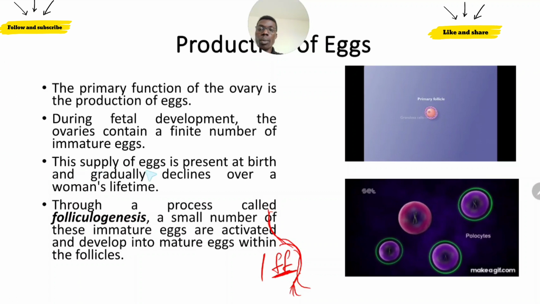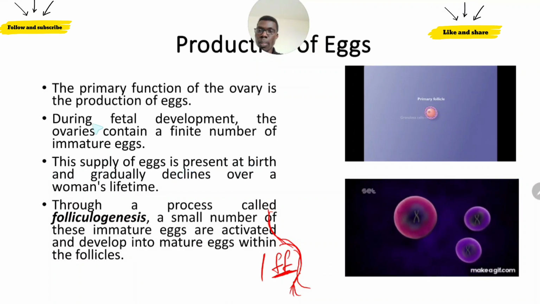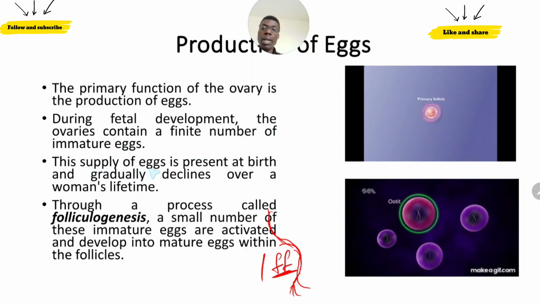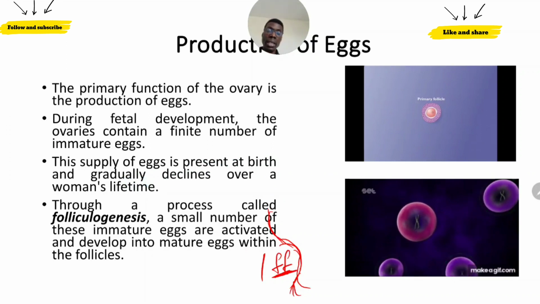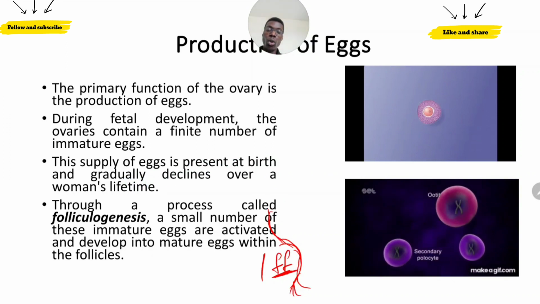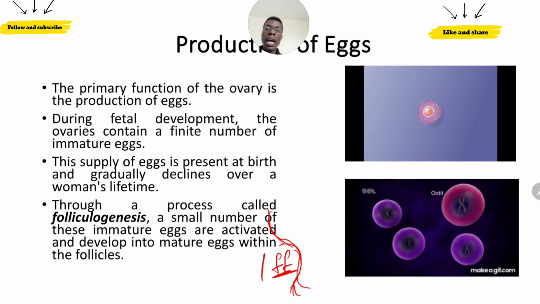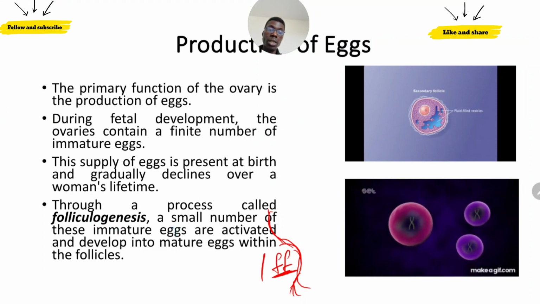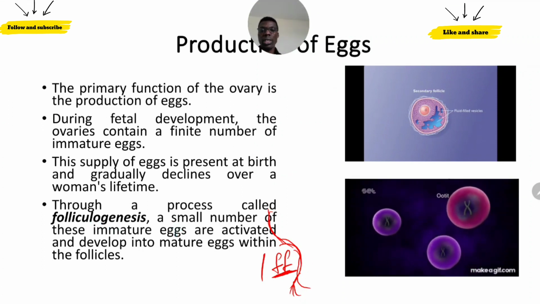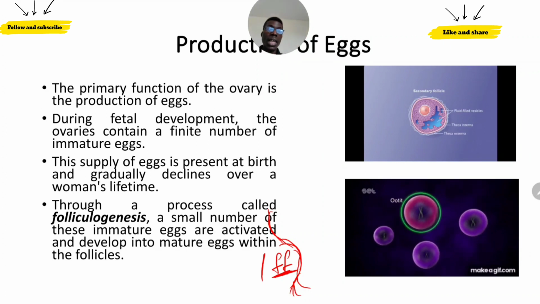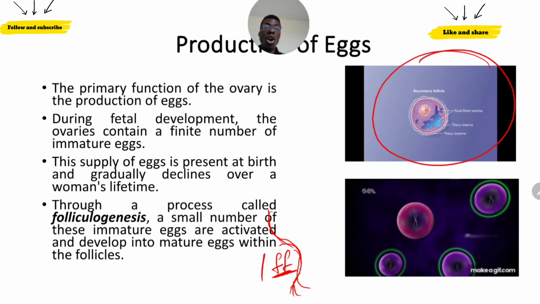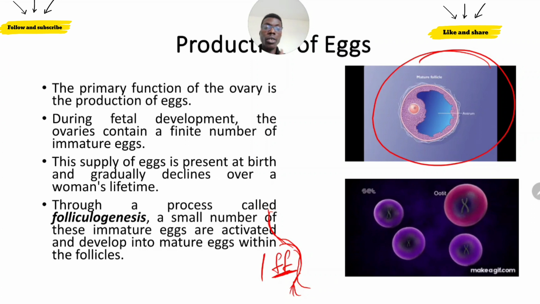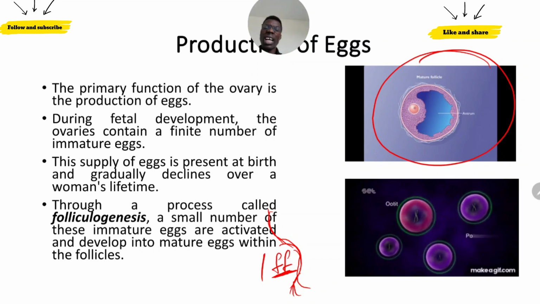So it says here, during fetal development, the ovaries contain a finite number of eggs. I already explained that this supply of eggs is present at birth and gradually declines over a woman's lifetime. So it keeps declining. The process of making the egg through follicles is called folliculogenesis. It's just the formation of follicles, no big deal. What you are seeing here is the growth of the follicle from primary, secondary, to a mature follicle, then it ruptures during ovulation.